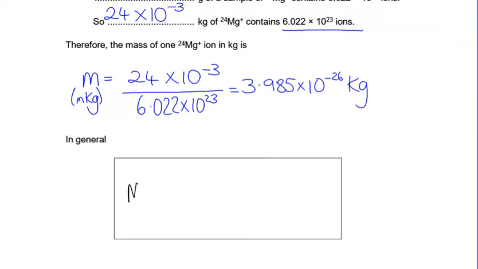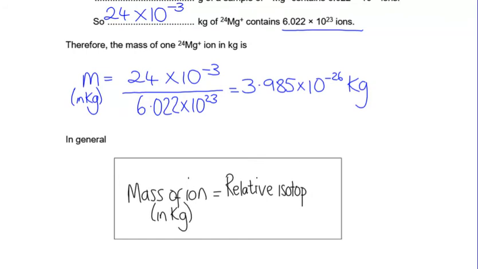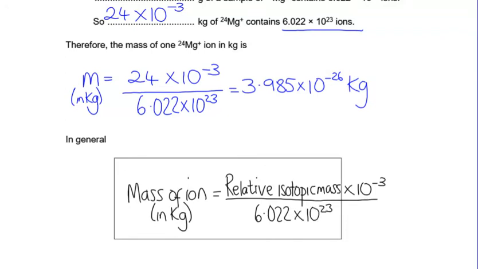So in general, how do we work out the mass of an ion? The mass of an ion in kilograms is equal to the relative isotopic mass, so that's the number given in the top right hand corner by the element, times 10 to the minus 3, that's the conversion into kilograms, divided by Avogadro's number, that tells us the mass of 1. So this is to convert to kilograms. And this bottom number is to find it for 1 mole.